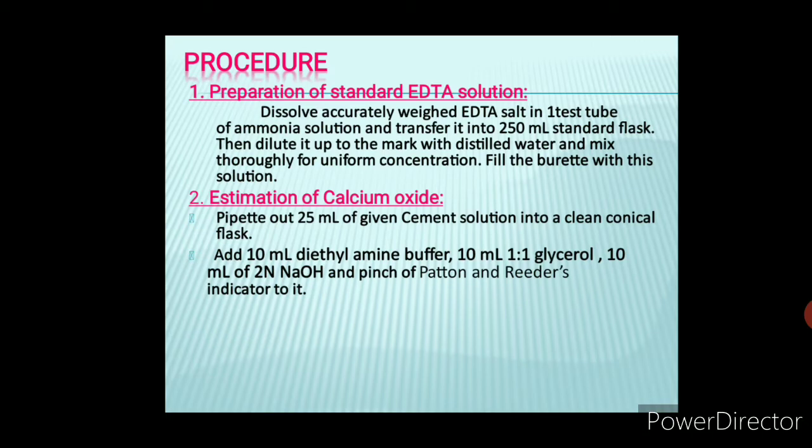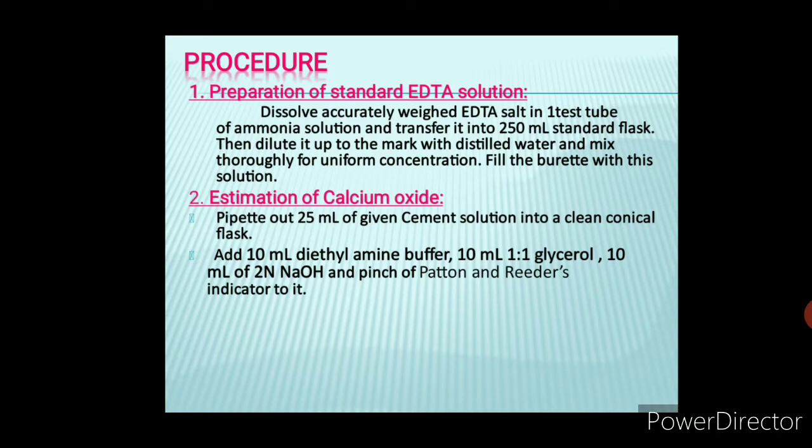Now here, when we add diethylamine plus glycerol plus NaOH to the cement solution, there will not be any color change. The solution in the conical flask will be colorless itself. We need to shake it properly, then add Patton and Reeder's indicator. After adding the indicator, the solution in the conical flask will turn red. Now why does it turn red, or wine red?